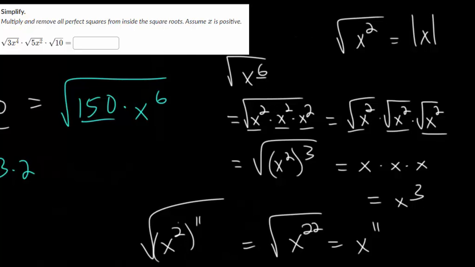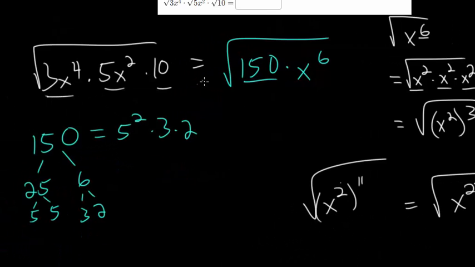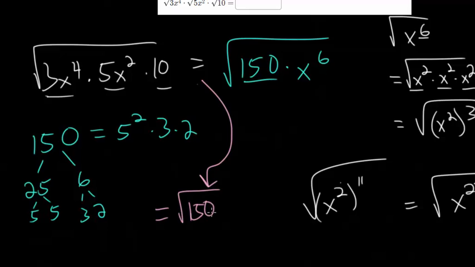So let's go back to our problem here and start plugging things in. We'll carry on right here. So the square root of 150 times x to the 6th. Well, we knew that the square root of 150, we're going to be able to break down into this product here. And the square root of x to the 6th, we'll actually be able to simplify that and just get x cubed on the outside. So this term effectively goes away and just becomes x cubed.